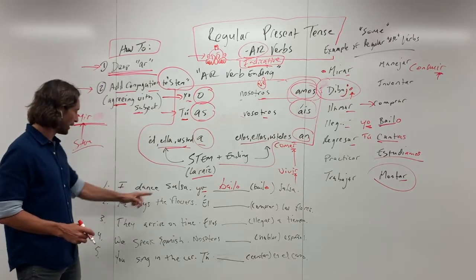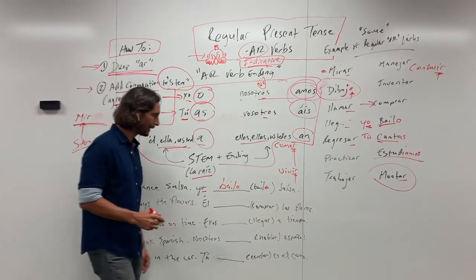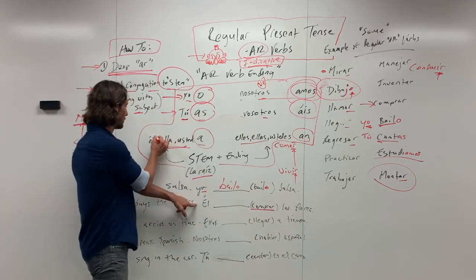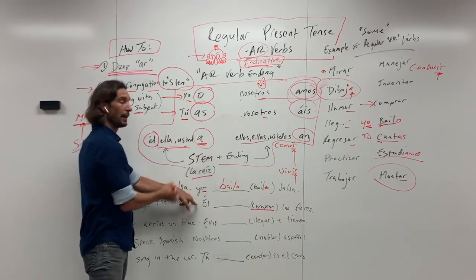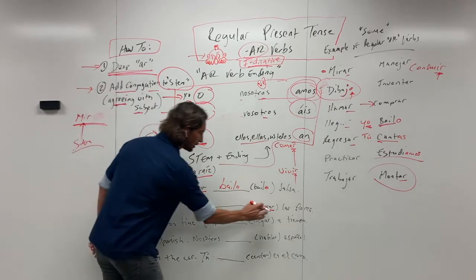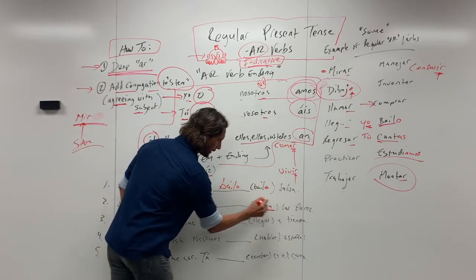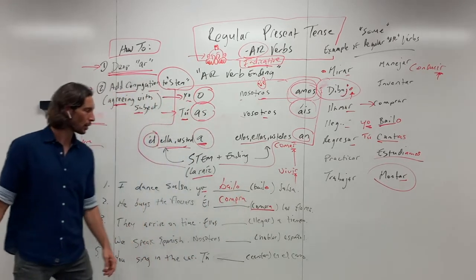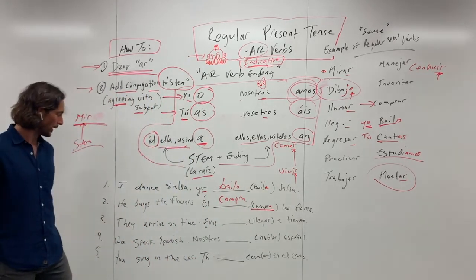So number 2, he buys the flowers. So we have él, and then we have comprar las flores. And so we have él, so here's él here, and then we have a, third person singular. So again, we drop the AR, and we add a, and I'll write it here so you can read it. Él compra las flores.